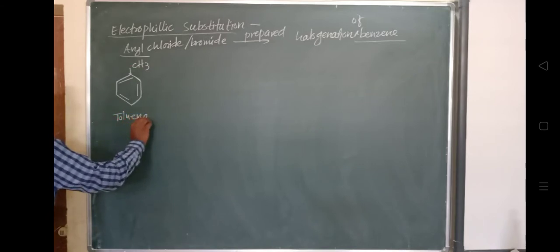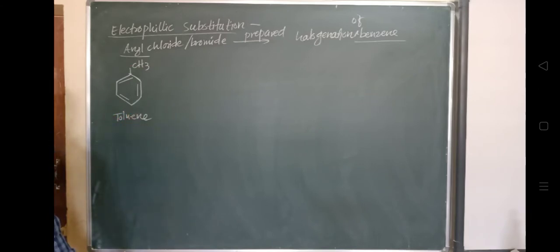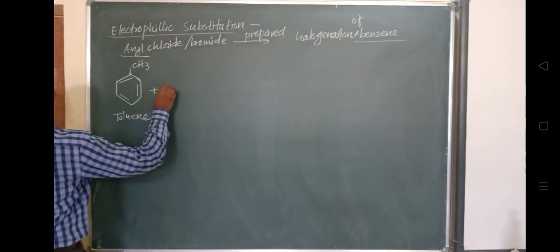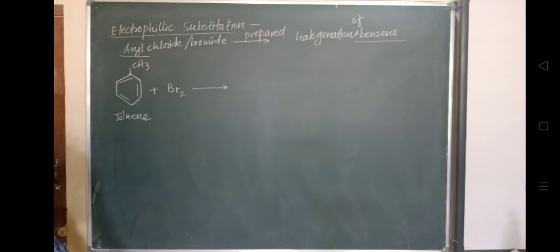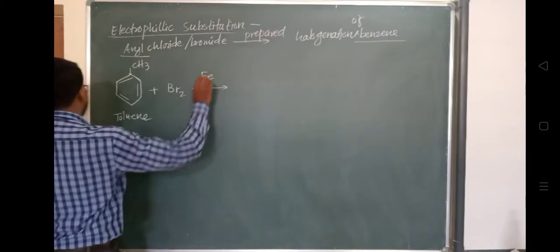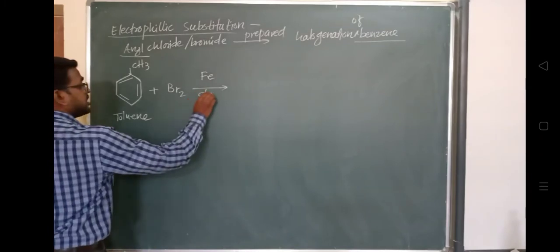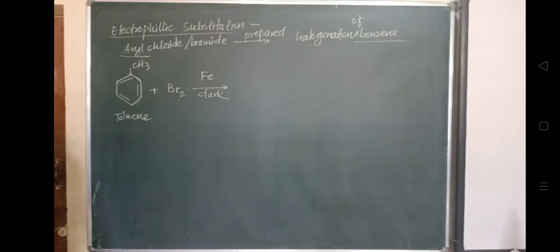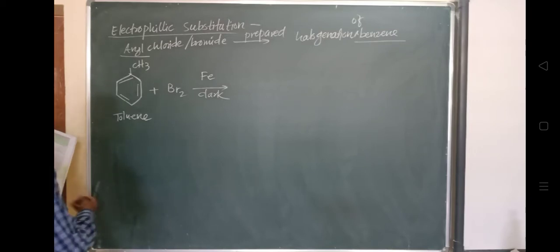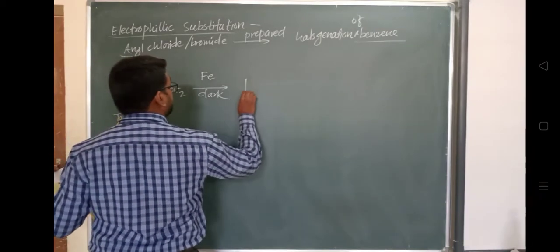Toluene is brominated, like this: Br2 in the presence of iron, Fe, under dark conditions. It will form a mixture of ortho and para bromotoluene. So what is the meaning of ortho, and what does para mean? This you have already studied.